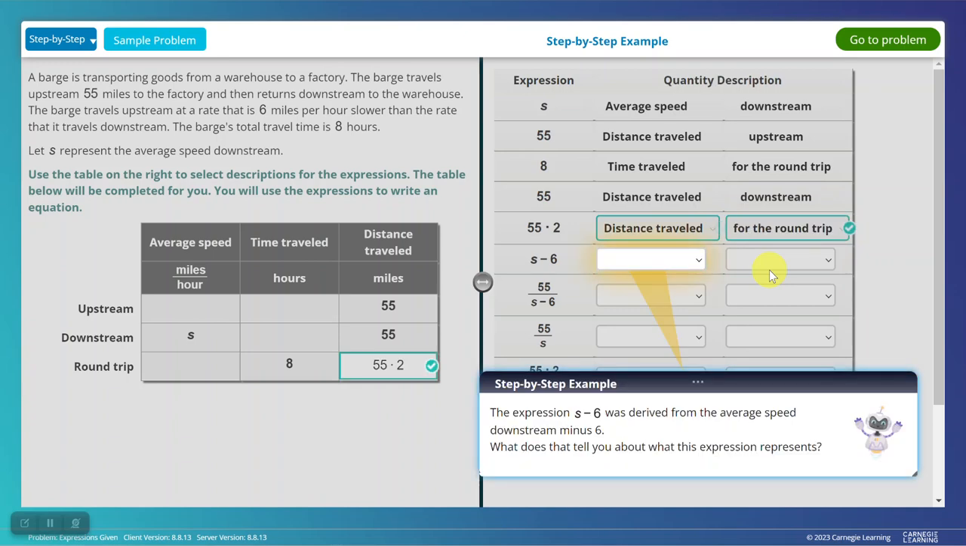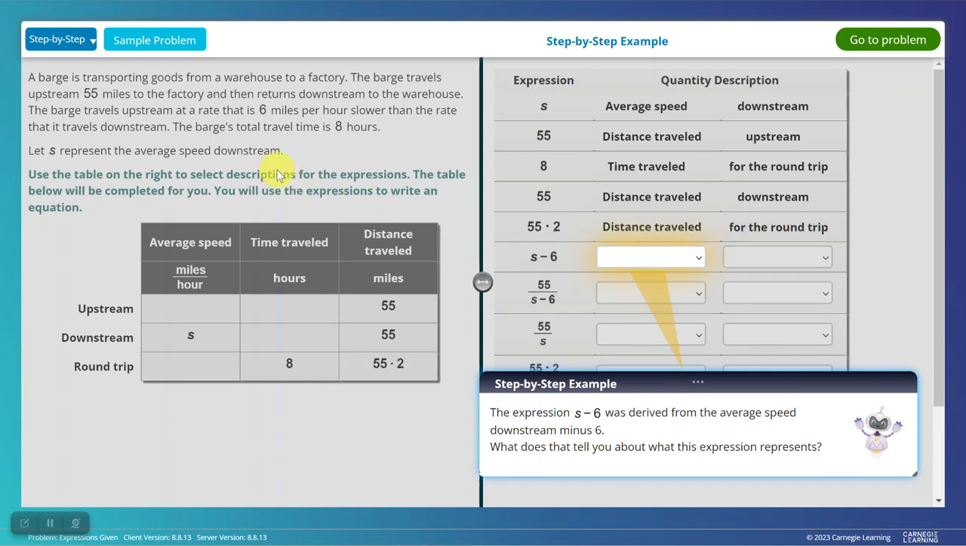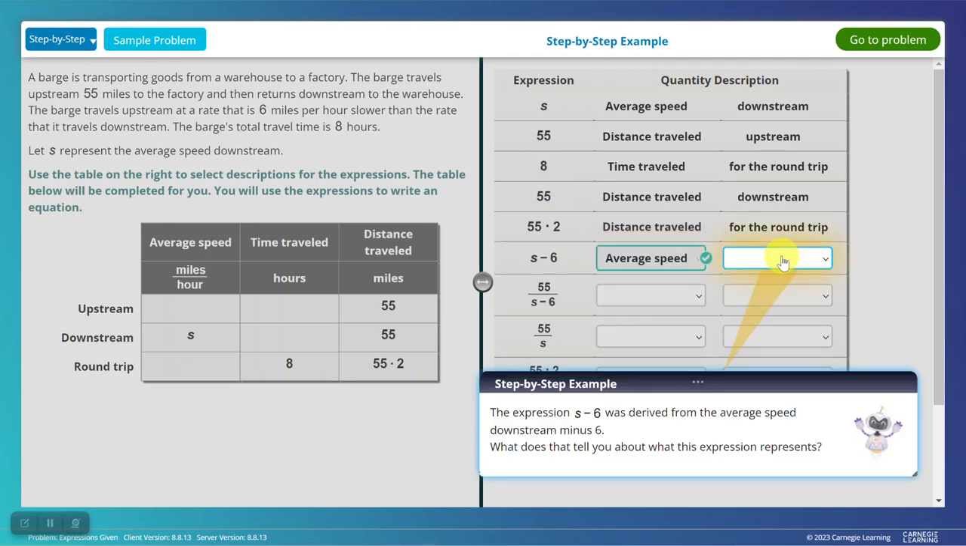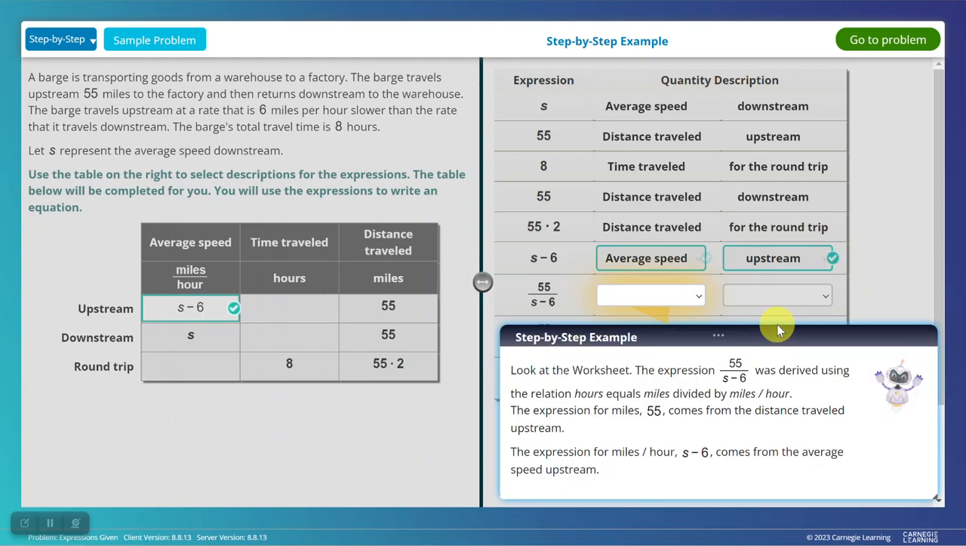Okay. S minus 6. So you may remember it said the barge travels upstream at a rate of 6 miles per hour slower than the rate downstream. So S was the downstream speed. S minus 6 is going to be your average speed going upstream because it's going to take longer going upstream. So it's slower.